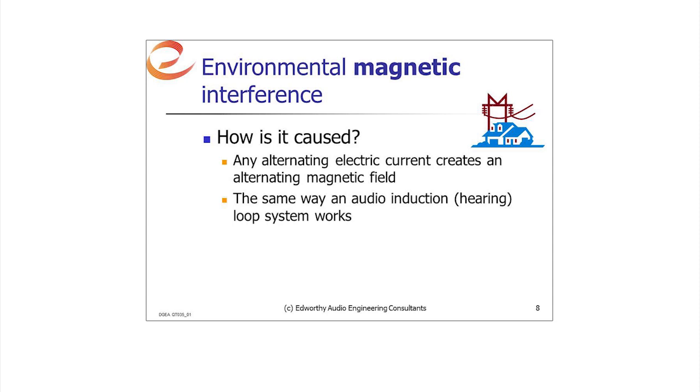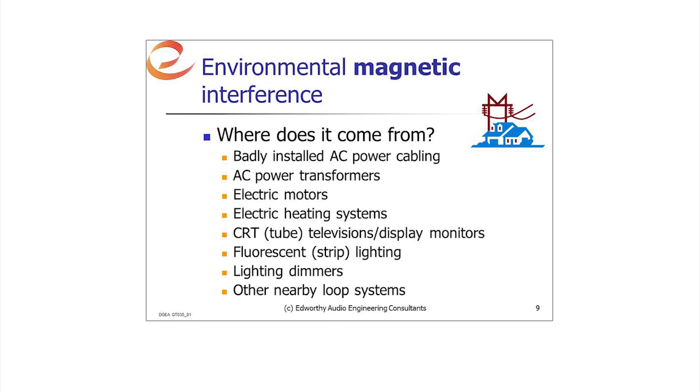How is environmental magnetic interference caused? Well, any alternating electric current creates an alternating magnetic field. And this is exactly the same way that an audio induction loop, a hearing loop, works. And because the interference is caused in the same way as the induction loop works, it's sound that is picked up by the hearing aid.